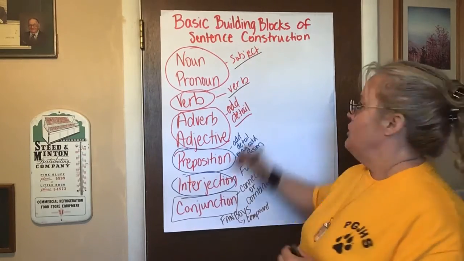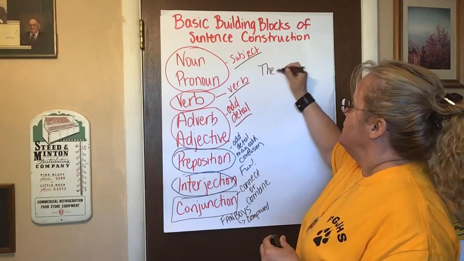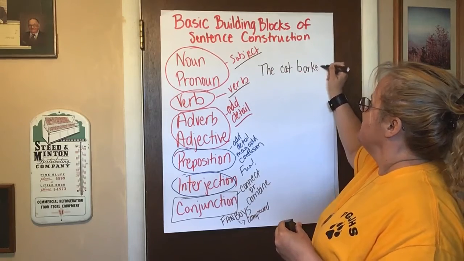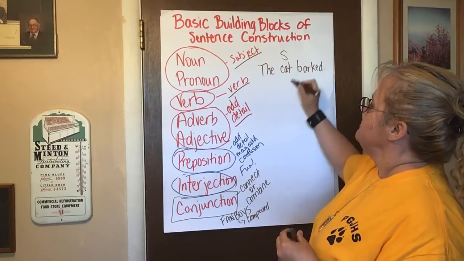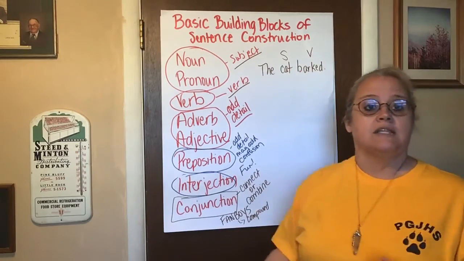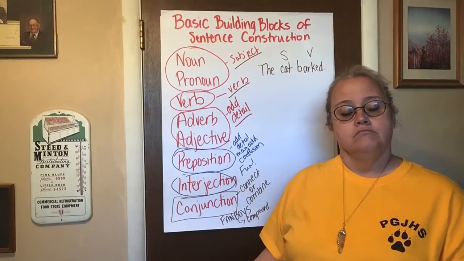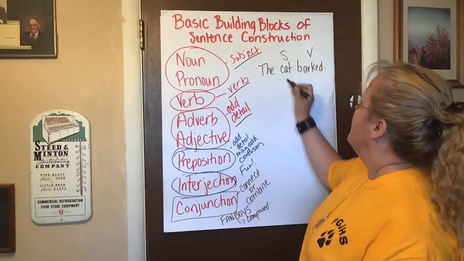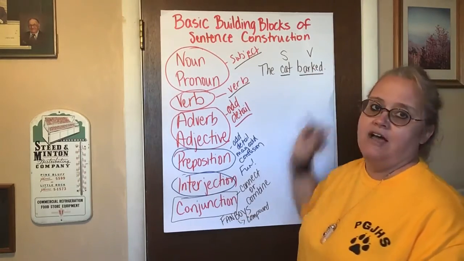All right, so basic building blocks, you have to have a subject, you have to have a verb. So if I said the cat barked, I have a subject and I have a verb. That's what the cat did. The cat barked. Well, my cat did, and she'll probably jump up here in a second and show you. All right, cat barked. Have to have that.